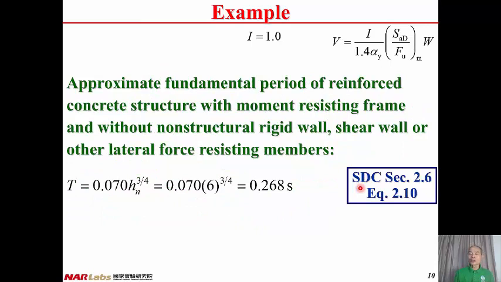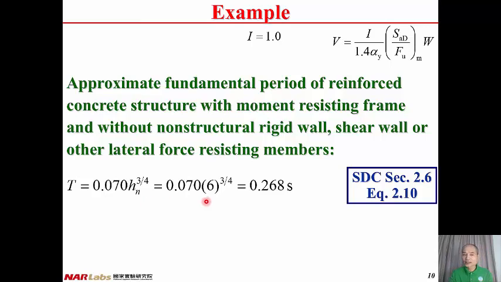From Seismic Design Code Section 2.6 Equation 2.10, we can have the approximate fundamental period of the reinforced concrete structure with moment-resisting frame and without non-structural rigid wall, shear wall, or other lateral force-resisting member. The structural vibration period can be approximated by this formula, T equal to 0.07 Hn to the power 3/4, and Hn here is the height of the building. That's the elevation of the roof from the ground of the structure.